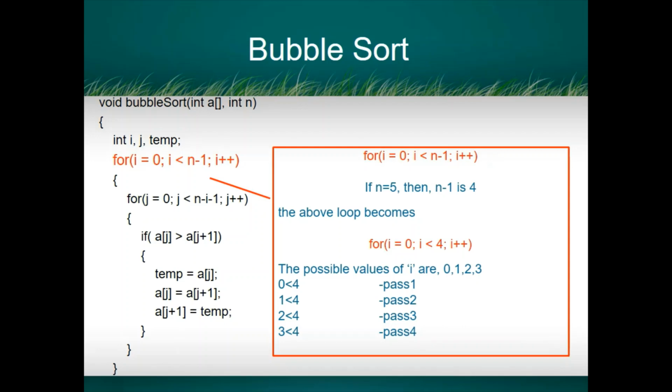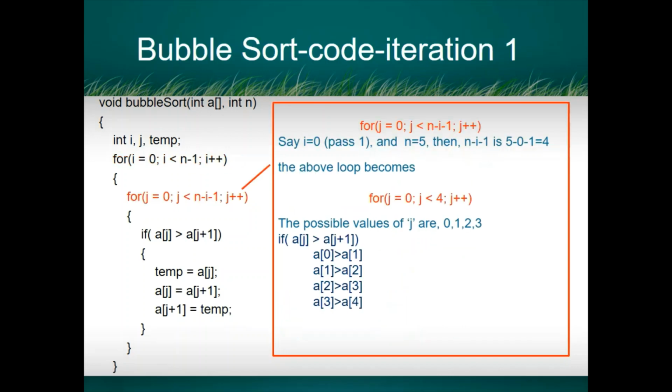Next, in the inner for loop, here we are writing for j equal to 0, j less than n minus i minus 1. See here, n minus i minus 1. Every time we are decreasing the set of elements we need to compare. For example, in the first pass, we took all the 5 elements as a set. In the second pass, we left the last element and took the first 4 elements as a set.